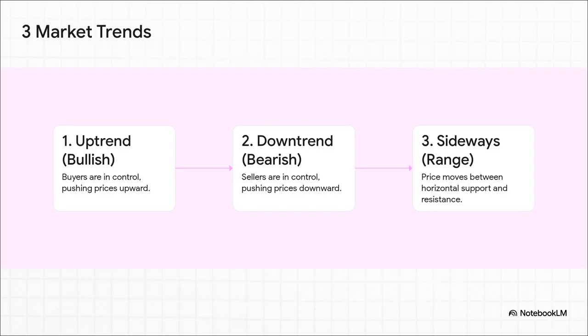Broadly speaking, there are really only three types of trends you'll see. First, you have the uptrend, which is when the market is going up. Second is the downtrend, when the market is heading down. And the third is a sideways trend, where the market is just kind of stuck, moving within a range.